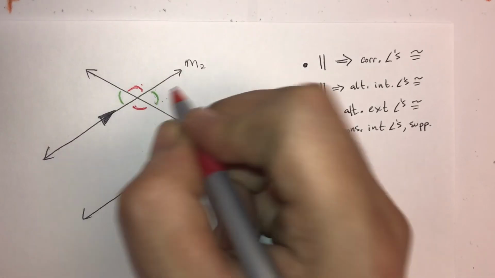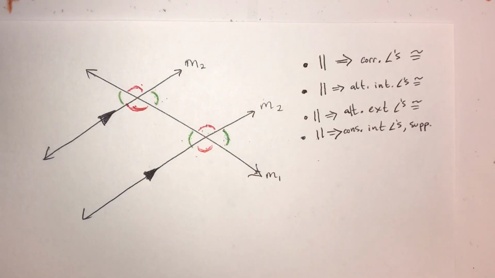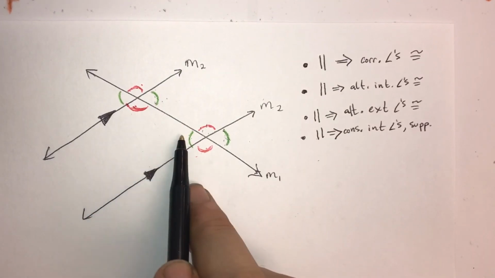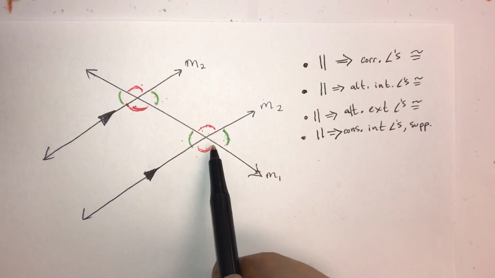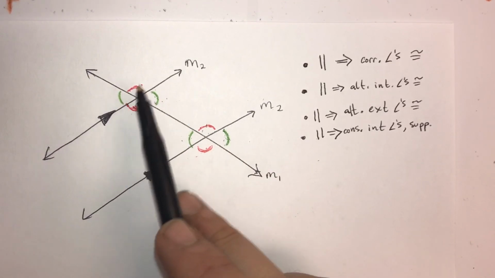So in this case, green plus red is 180. The measure of the red angle plus the measure of the green angle is 180. We can see that everywhere because everywhere we have a linear pair. Actually, we have a green angle and a red angle.